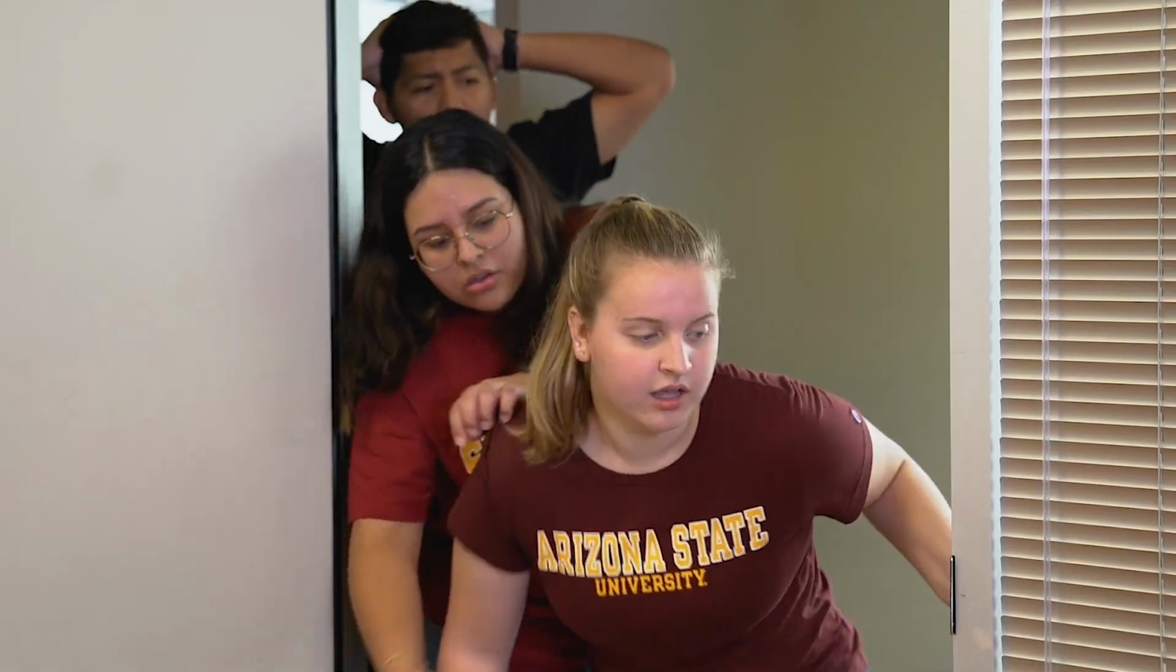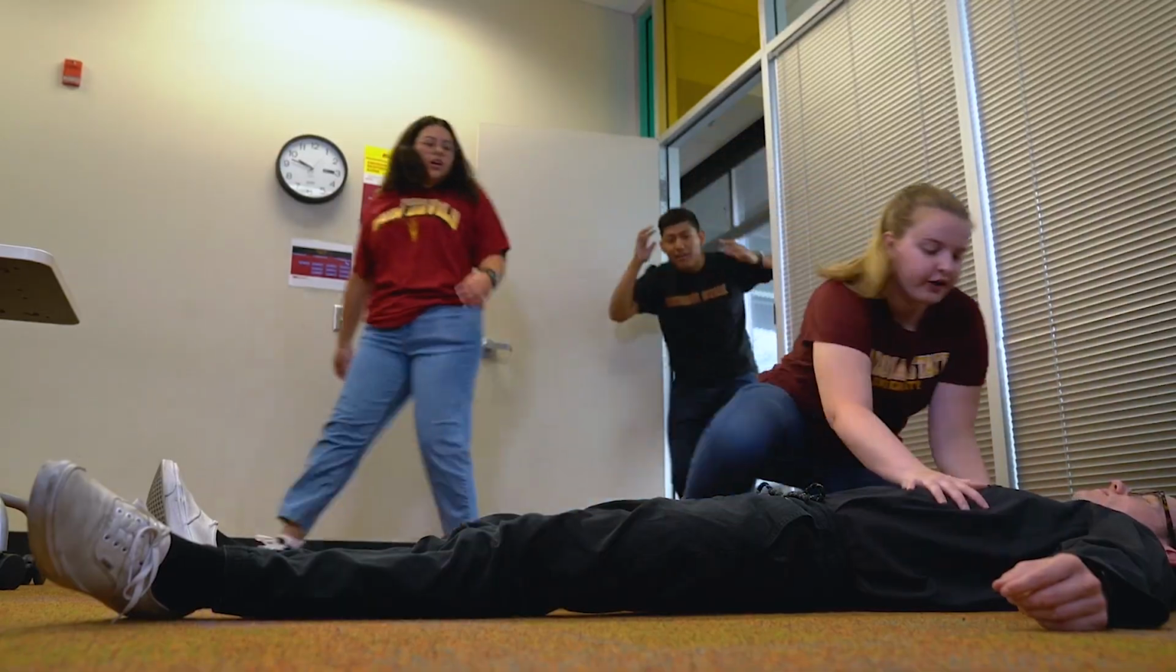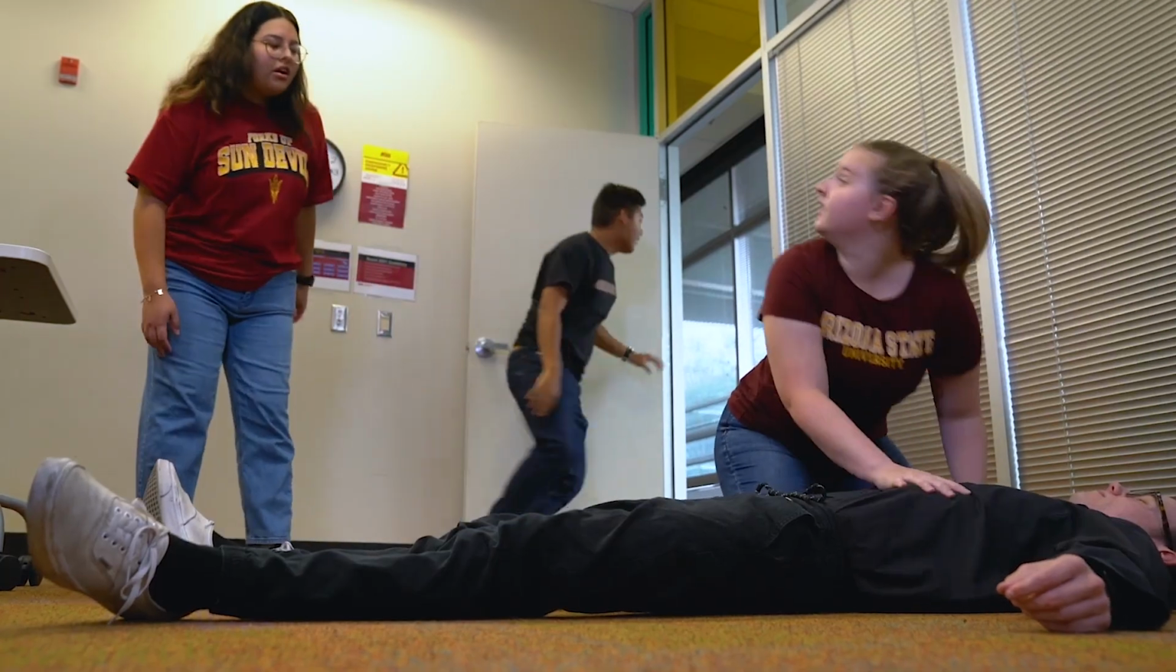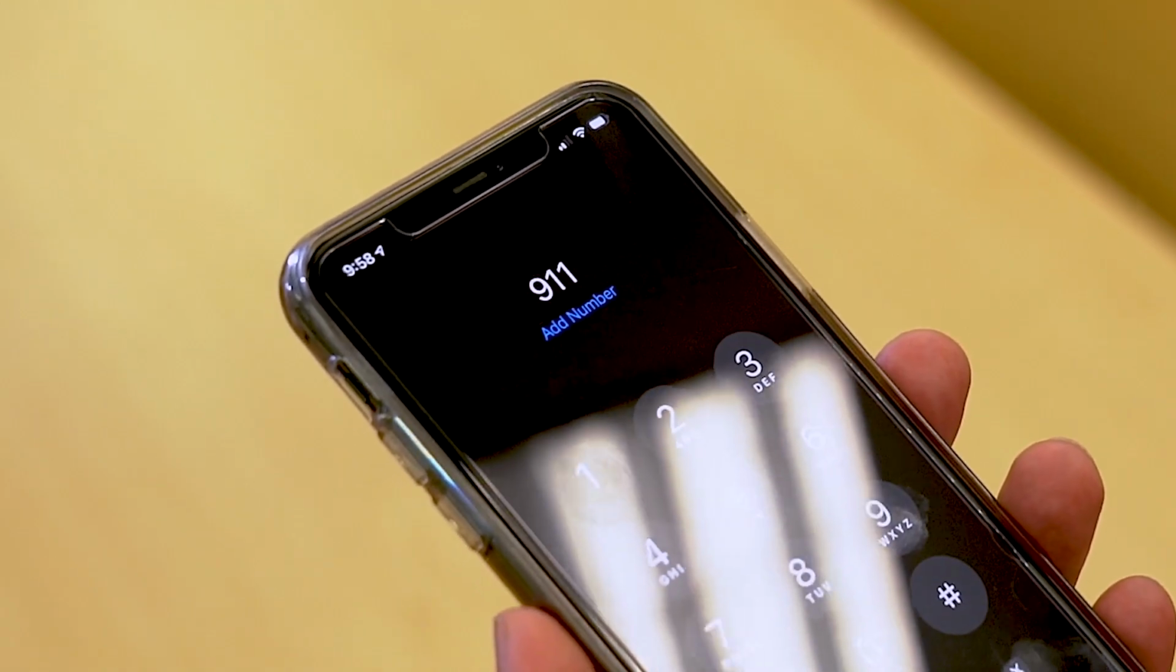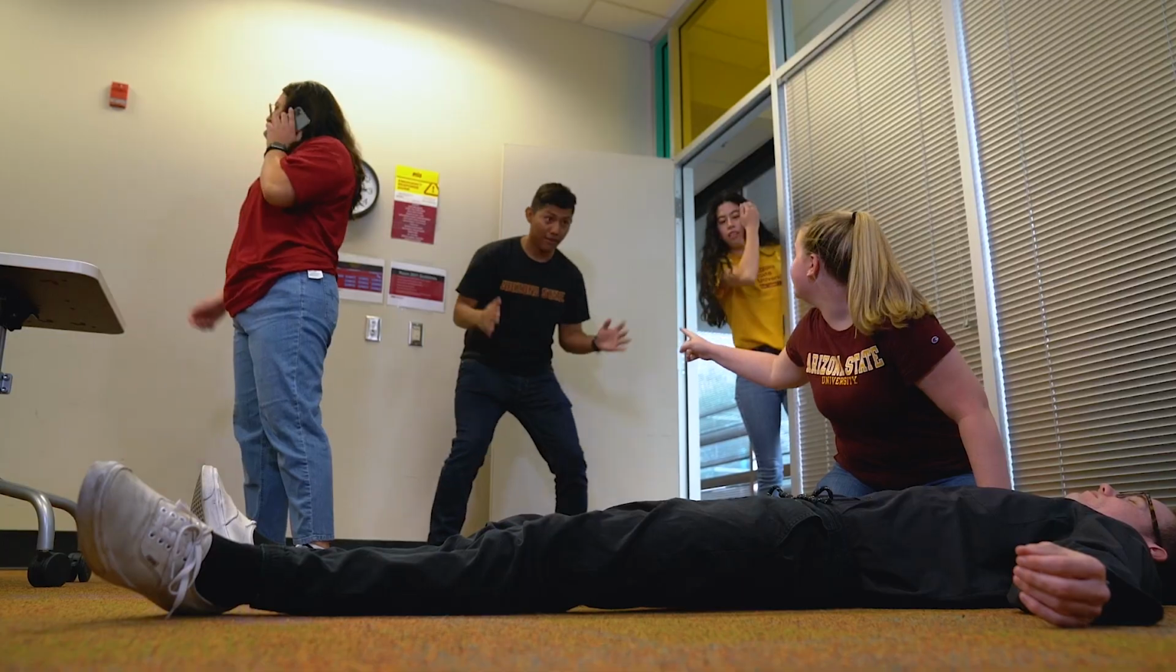After verifying that the scene is safe, check the person's responsiveness. Moderately tap and squeeze their shoulder while you shout, "Hey, hey, are you okay?" If the victim does not respond, yell for help. If possible, point at another bystander and direct them to call 911. If you are alone, call 911 immediately.